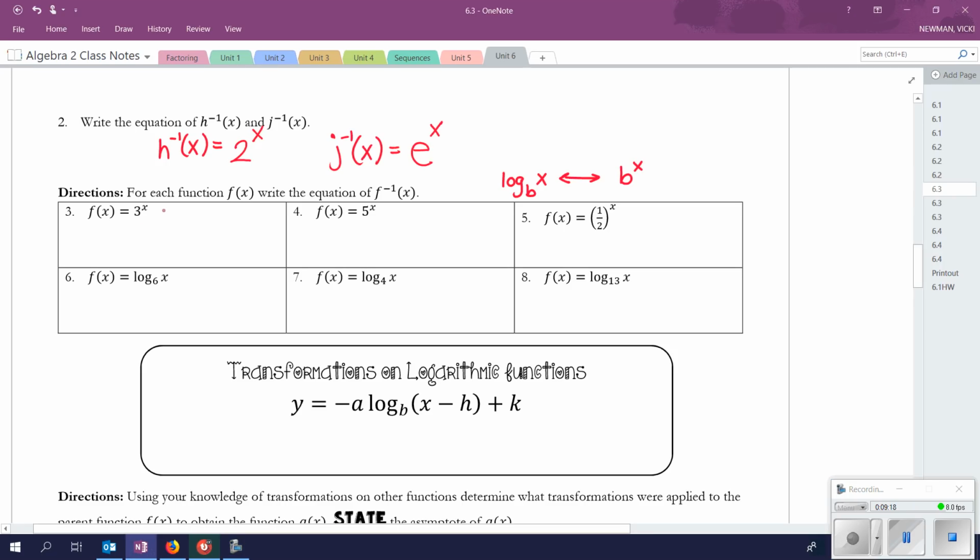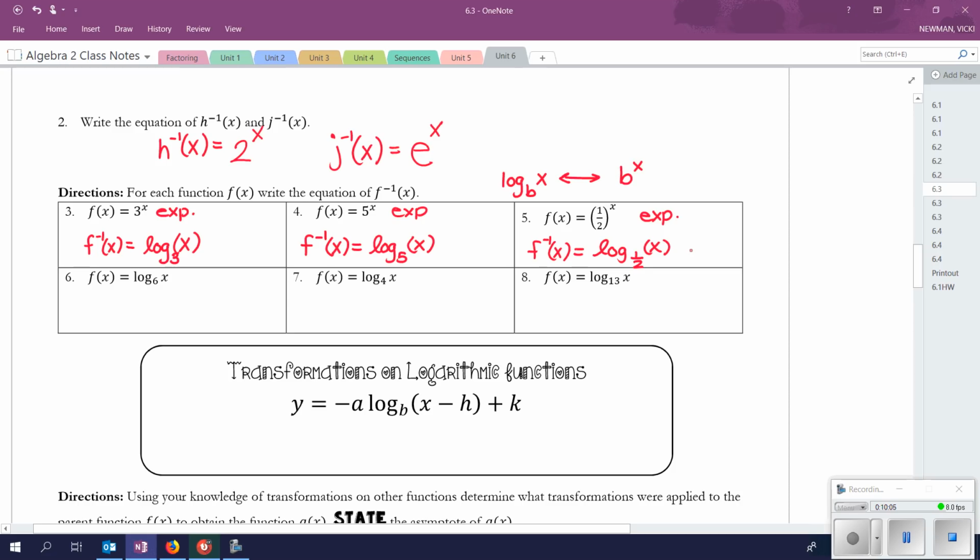So this is an exponential, so its inverse is a log. So we have log base 3 of x. If you want to put parentheses around the x, that'd be good too. Number 4 is an exponential, so its inverse is a logarithm. So f inverse of x equals log with a base of 5 of x. Number 5 is an exponential, so its inverse is a log with a base of a half, and x inside of the log.